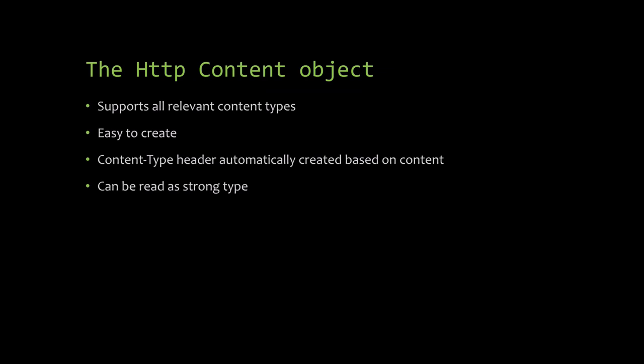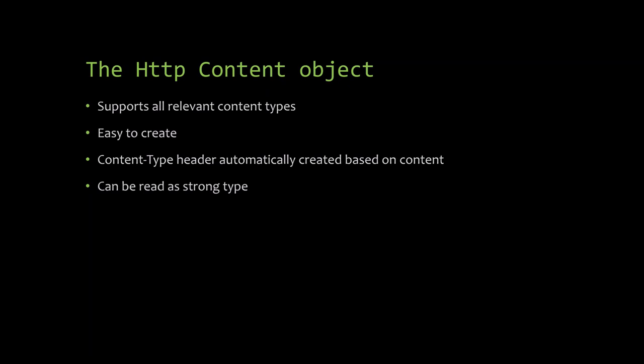Before I go into other code examples, I want to talk about the HTTP content object and the request and the response message objects, and then we go into the actual calling. The HTTP content object supports all relevant content types that I could think of, like text, binary, JSON, XML, you name it. It's very easy to create an HTTP content object. It will automatically set the content type header based on the content.